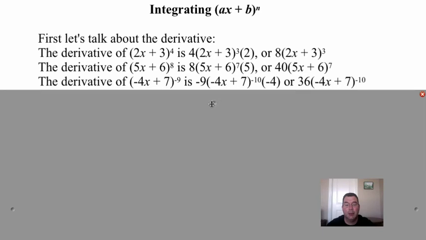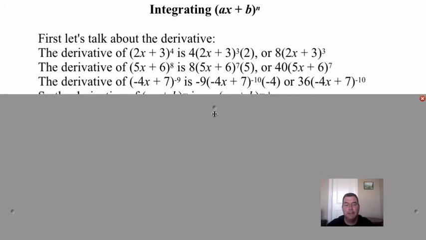And then the last example we're going to do, just looking at the derivative of (-4x + 7)^-9, would be -9 times (-4x + 7)^-10, multiplied by the derivative of what's in the parentheses, so -4. So the whole thing would be 36 times (-4x + 7)^-10.